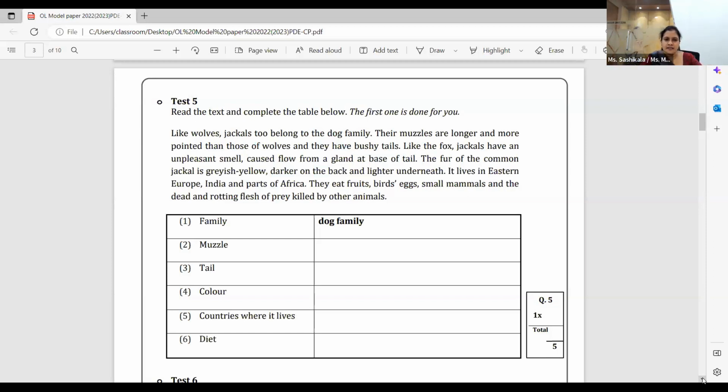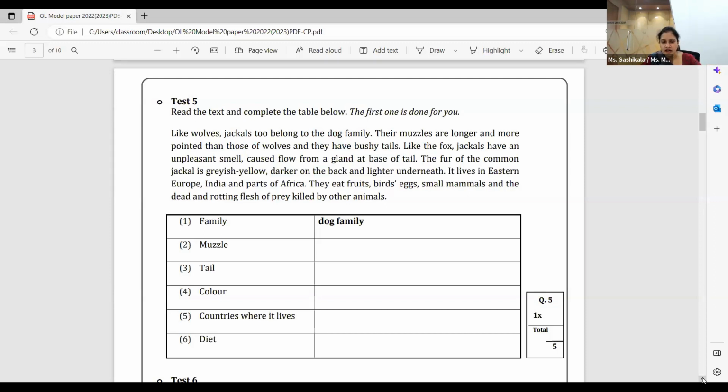So shall I read the answers once again? Muzzle, longer and more pointed than those of wolves. Tail, bushy tail. Color, grayish yellow, darker on the back and lighter underneath. Countries where it lives, Eastern Europe, India, and parts of Africa. Diet, fruit, birds' eggs, small mammals, dead and rotten flesh.